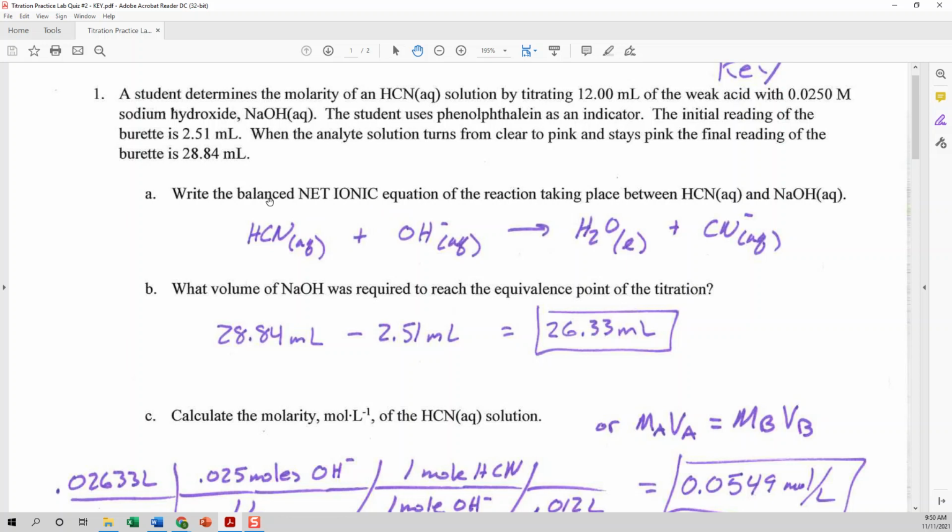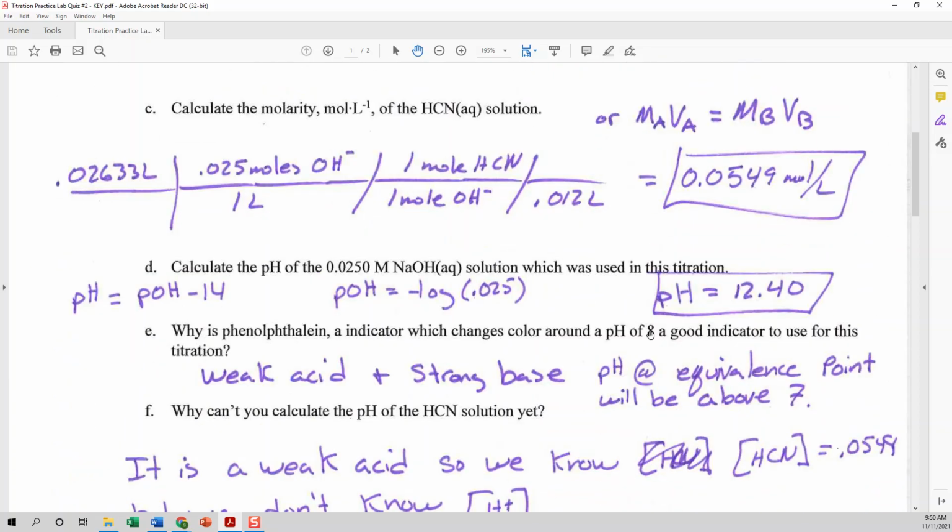But what you need to know is when it's weak acid, strong base, the pH at the equivalence point is going to be above 7. So it's going to be basic. So that's why we want an indicator that changes color at a basic pH, not at neutral, okay? And so you could say, because this titration is a weak acid, strong base titration, we know the pH at the equivalence point will be above 7. So that's where we want our indicator to change color, above 7, not at 7. Okay?